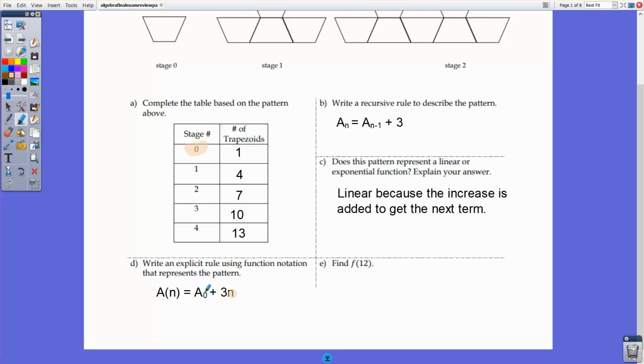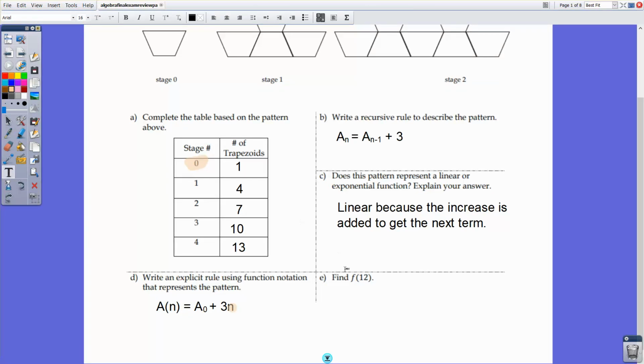Our 0th number is 1, right? So if our n is 0, this is going to be 3 times 0. So we're just left with the starting value of 1. Whereas here, if we go to the first stage, n would equal 1. So it would be 3 times 1 plus 1, which is 4. So no matter which n we use, this would basically give us that value right away. Okay, so that's our explicit rule.